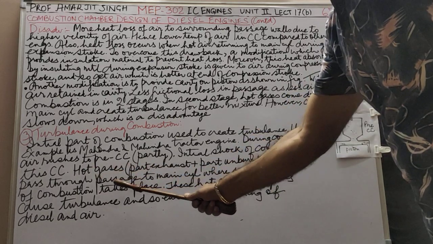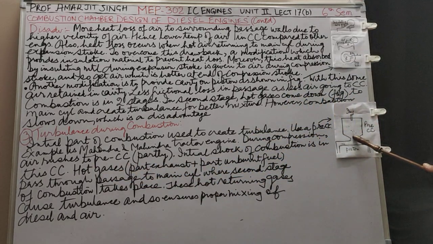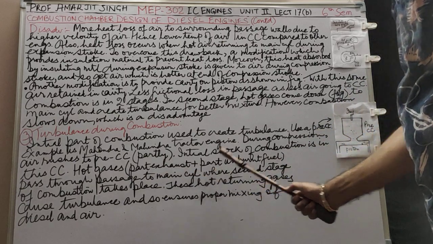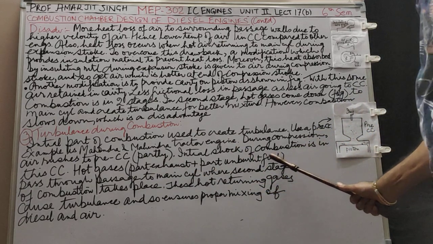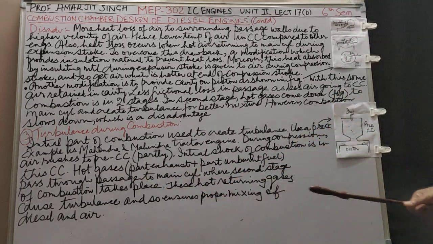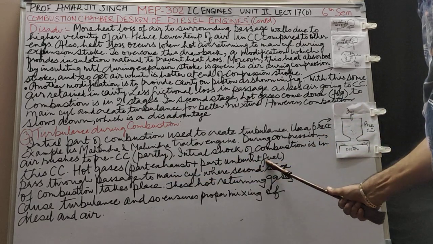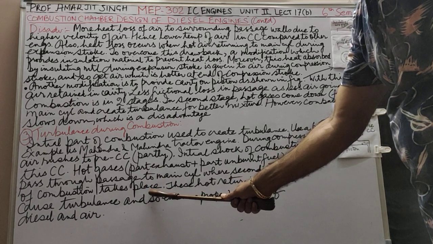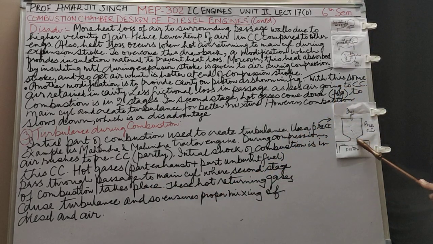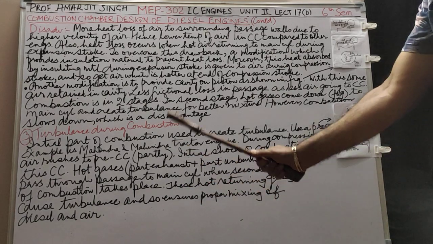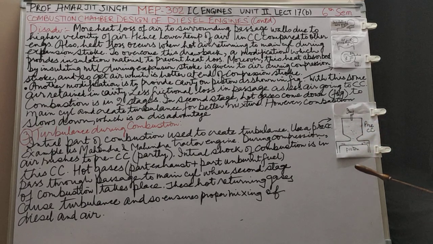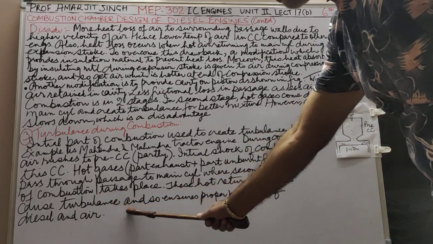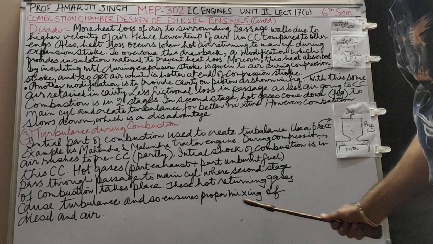Fuel passes through the passage to the main cylinder, where the second stage of combustion takes place. Whatever was left over, this unburned fuel, burns in the second stage, above the piston in this area. These hot returning gases, from top to bottom, cause turbulence and so ensure proper mixing of diesel and air.